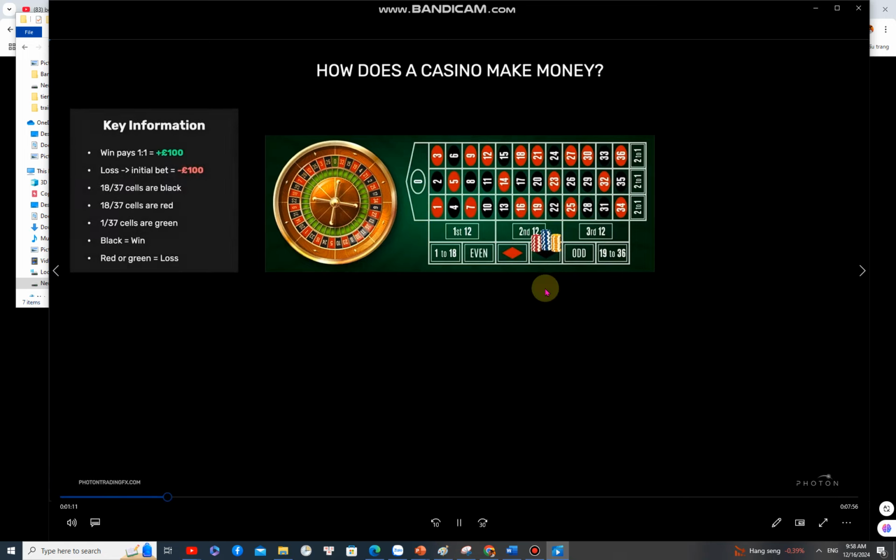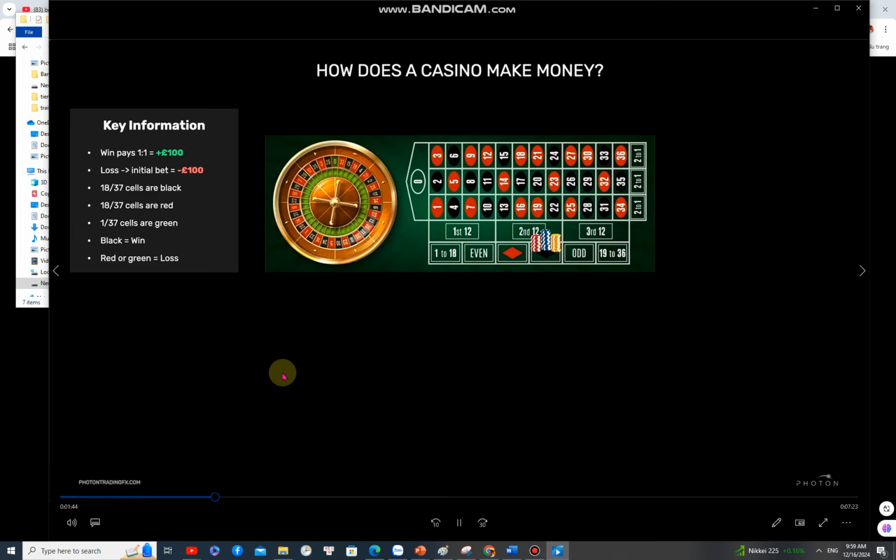Now, a few things we will need to know. A win pays 1 to 1. So that just means that we'll make a £100 profit if the ball lands on a black number and we win. Or if we lose, that will just cost our initial bet, which is obviously a £100 loss. So if the ball lands on a red number or the green 0, that will be a £100 loss. Now, out of the 37 total cells, 18 of those are black, which will result in a win. And then the other remaining 19 cells are either red or green, and those will result in a loss.